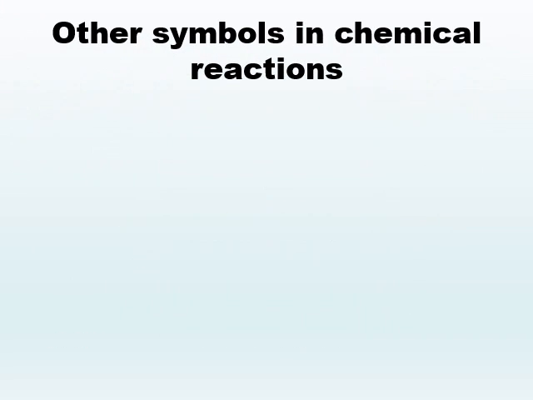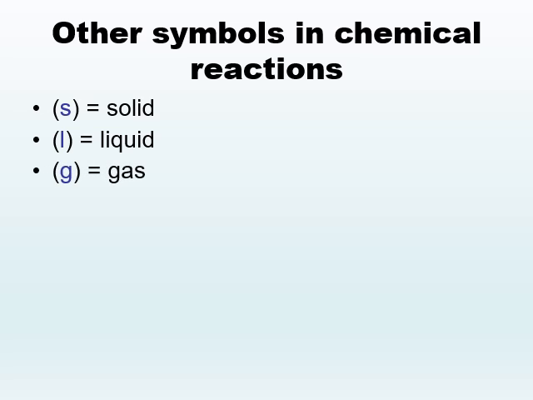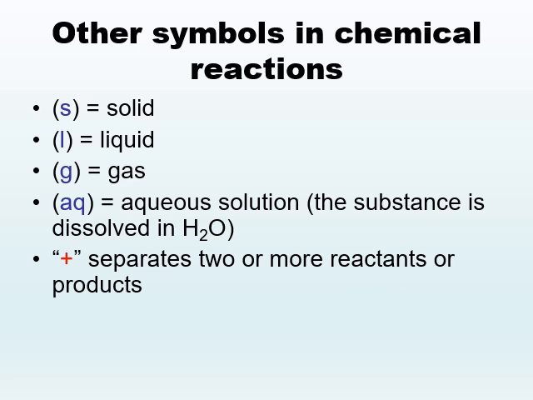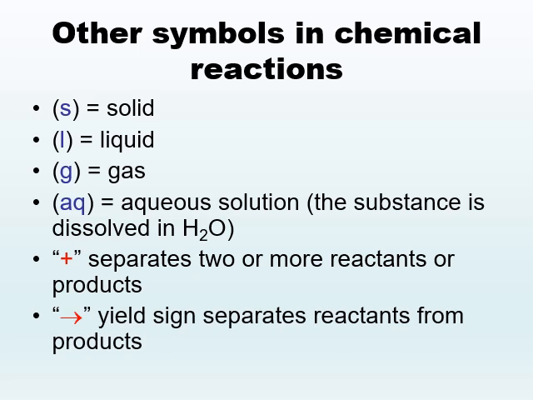Now, students, we will discuss other symbols that are used in chemical reactions. S for solid, L for liquid, G sign is used for gas, AQ sign is used for aqueous solution. The substance is dissolved in water. Plus sign is used to separate two or more reactants or products. Arrow sign is used for yields, or we can say to form, and separates reactants from products.